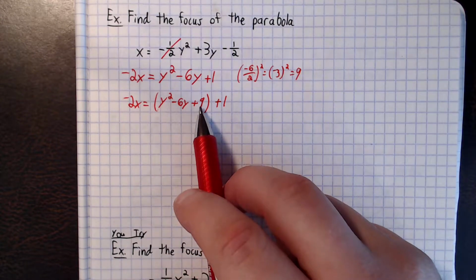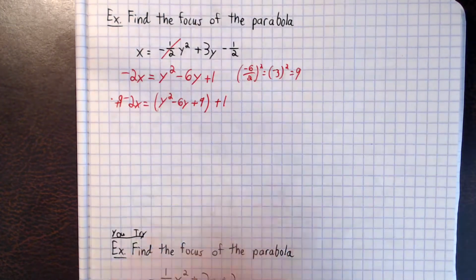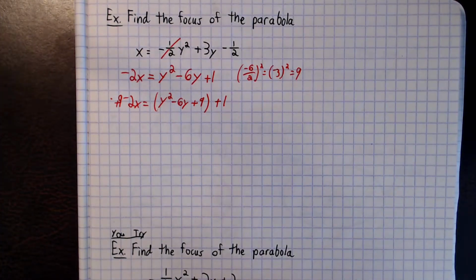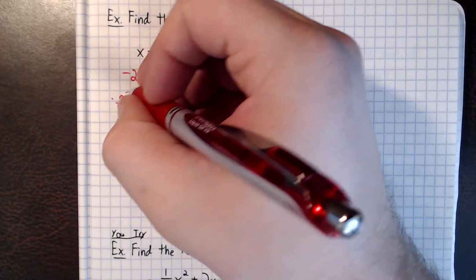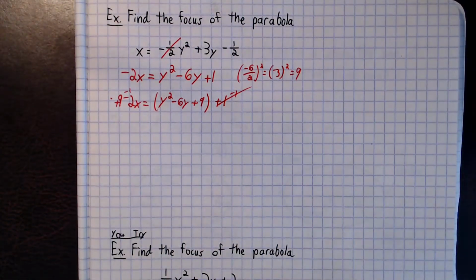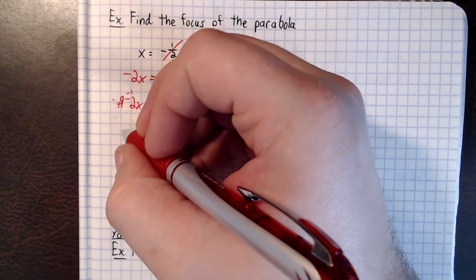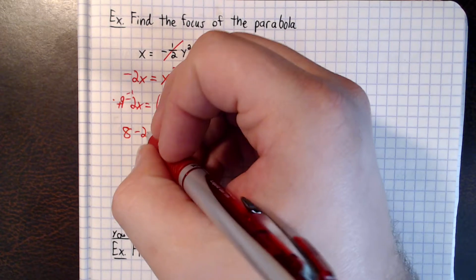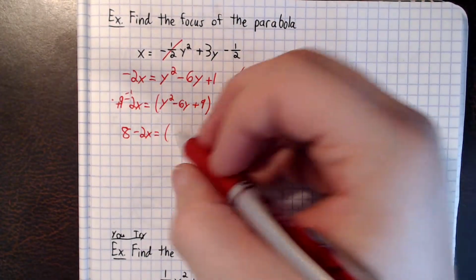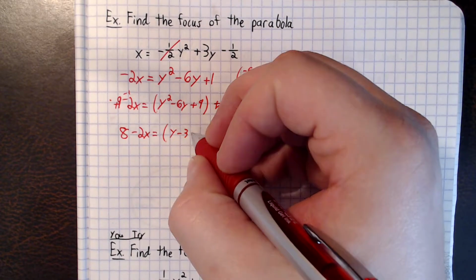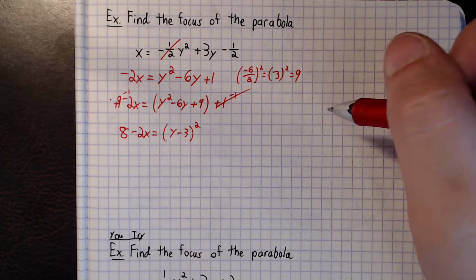Now, I can't just add the 9 here. I have to keep everything balanced. So I'm going to add 9 over here as well. But I'm also going to get rid of this pesky 1 at the same time, because I don't really need it over there anymore. So let's see. That means that we have 9 minus 1 is 8 minus 2x. And then we're going to simplify this into y minus 3 squared. That was the whole completing the square step.